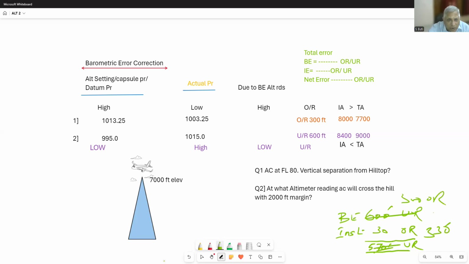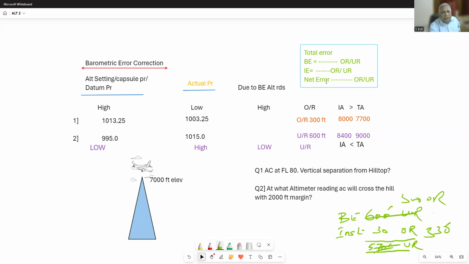Barometric error corrections are very common questions. Indicated is there, you can find out true. If he says this should be your true altitude, where he gives you a restriction, then find out, he might ask you what is your indicated altitude. And the correction here we apply is a combination of barometric and instrument error, and we apply a correction of net error.